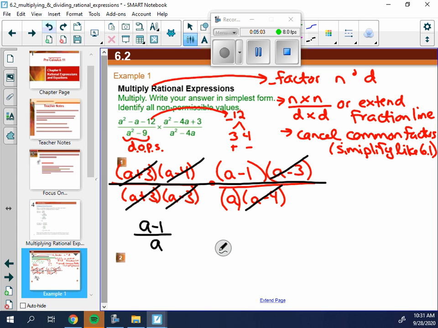Afterwards, the question asks us to identify non-permissible values, and even if it didn't, you would be expected to write them. So look at the denominators, factored, before you cancel them. We have 1 here, 1 here, 1 here, and 1 here. These first two tell me that a can't be plus or minus 3. Good. What else can a not be? This other one that I crossed off would be 4. What about that a that's left all by itself? 0. Good, because it's like an a minus 0. So those are your 3 non-permissible values.